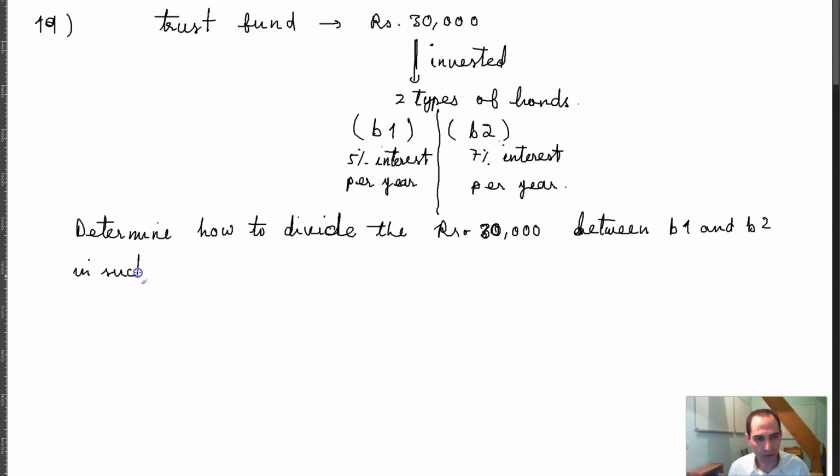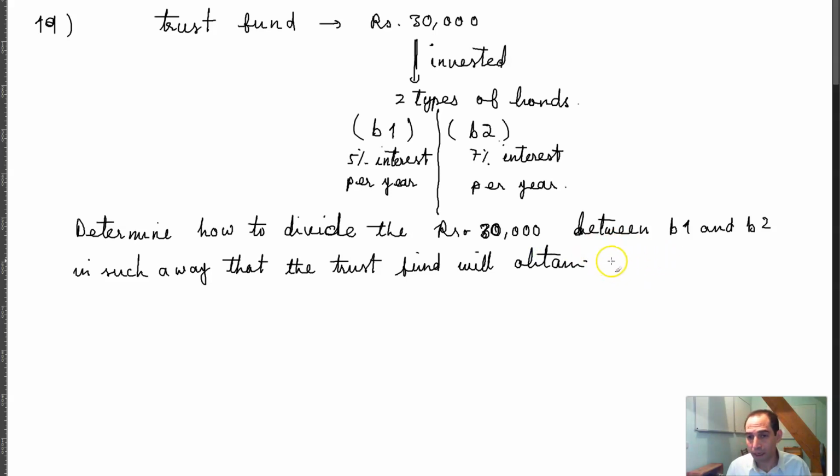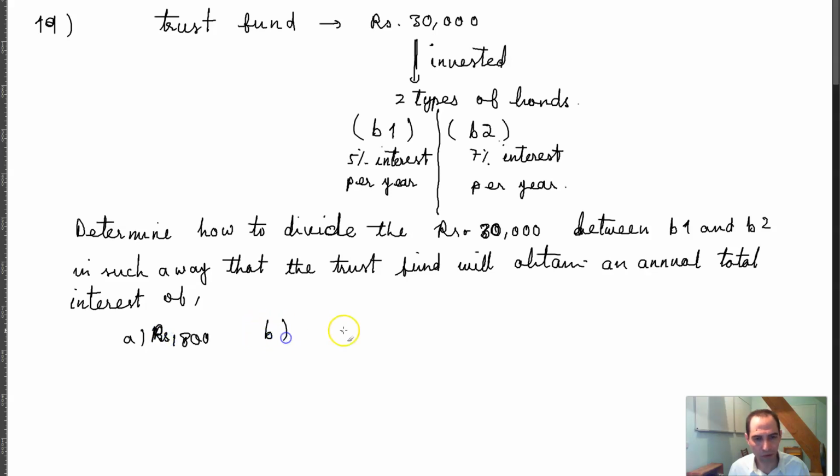in such a way that the trust fund will obtain an annual total interest of A, 1800 rupees, and B, 2000 rupees, right? So that's what we want to do.